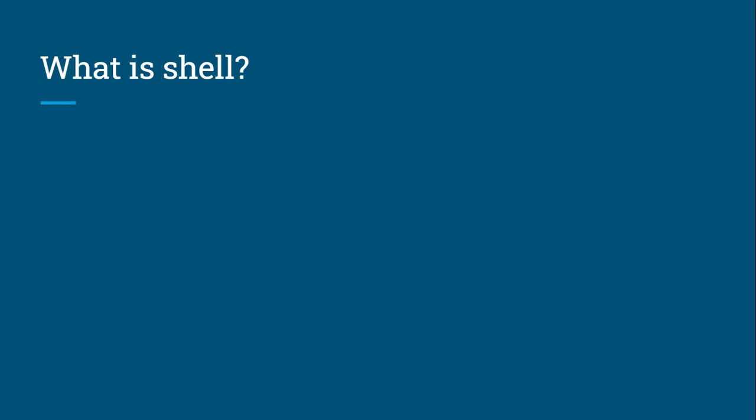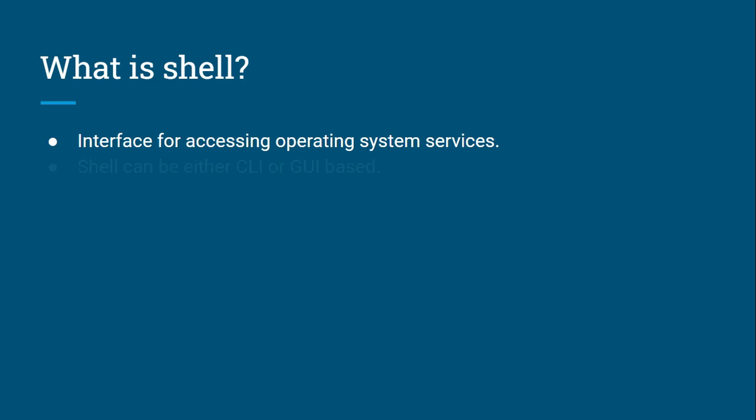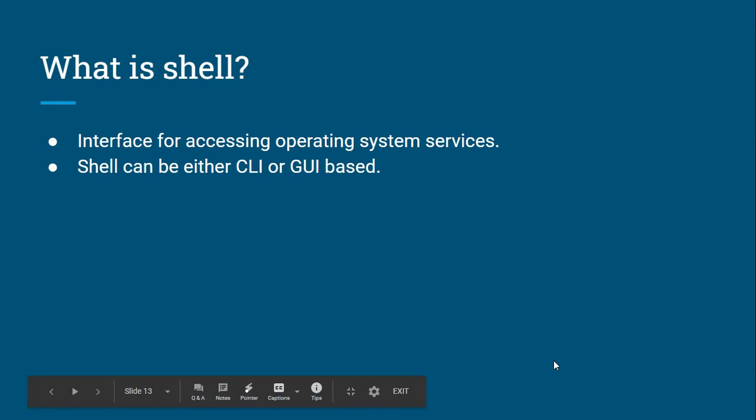Okay, so another topic is, what is a shell? As you know, there is a Linux kernel, and to communicate with the Linux kernel we need some interface. That interface is your shell. The shell allows us to access your operating system services. The shell can be either CLI or GUI based. If you open a terminal, this is a CLI based shell. If you directly access the GUI, that shell will be GUI based.